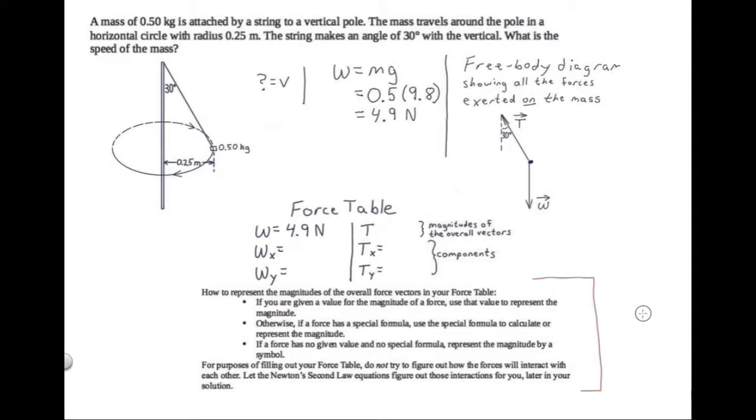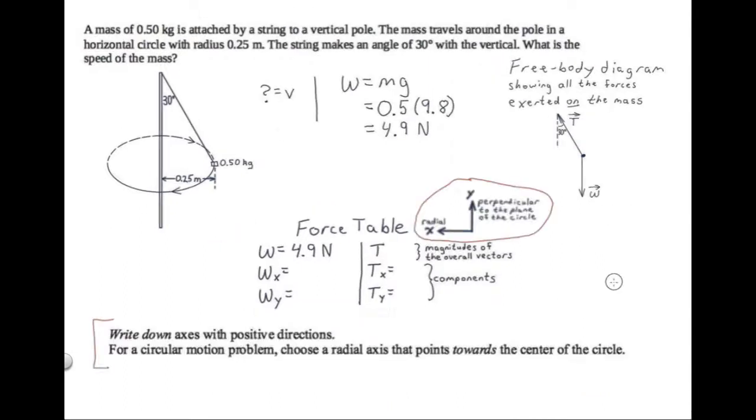You should pause the video and memorize this three-step method for representing the magnitudes of the overall force vectors in the first row of your force table. Before we can break these forces into components, we must choose our axes and positive directions. For a circular motion problem, we should choose a radial axis that points towards the center of the circle.